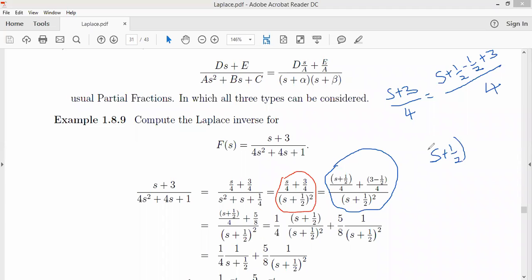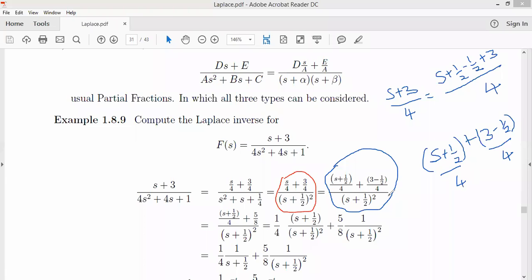Then I can take this one alone. And this is my 3 minus a half. But remember, the whole thing is over 4. So the whole thing being over 4 is the same as having this over 4 because the denominator is the same. This is exactly what we have here. There is no big deal here.